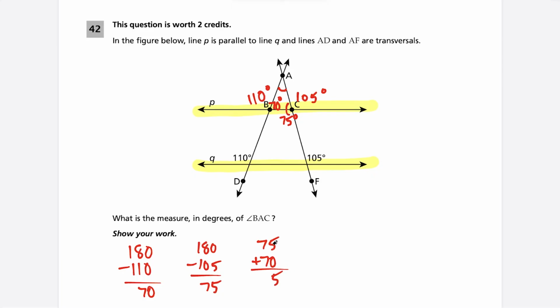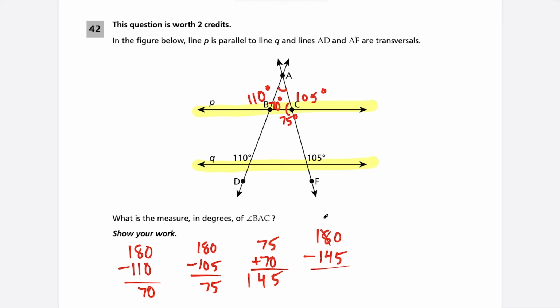Okay, so we have 5 plus 0 is 5. 7 plus 7 is 14. And I'm going to subtract 145 from 180 because the three interior angles of any triangle will add up to 180 degrees. Okay, so that's how we're going to find the measure of this angle over here.